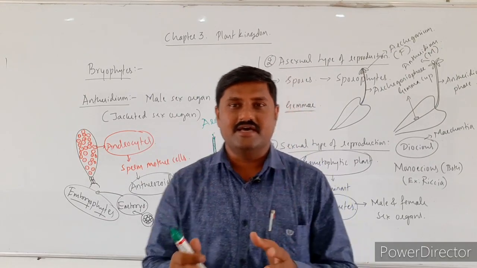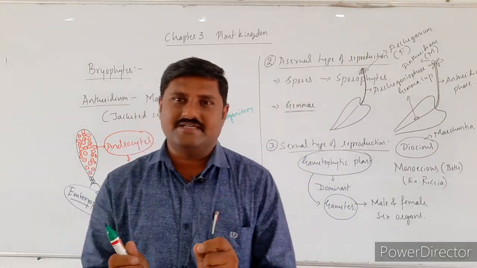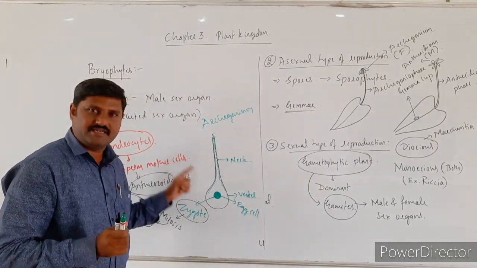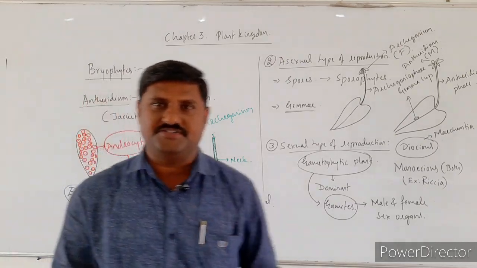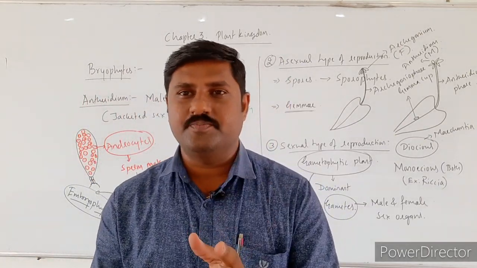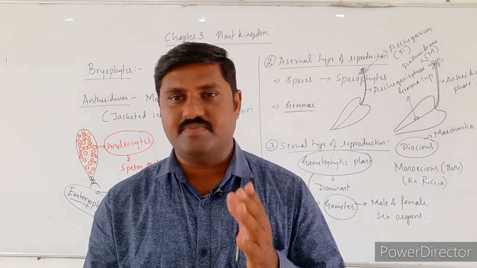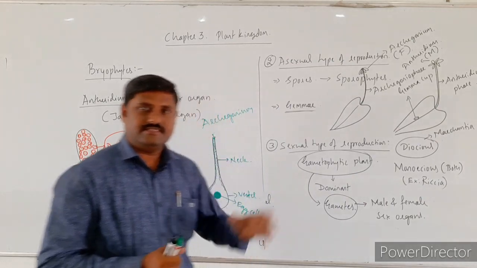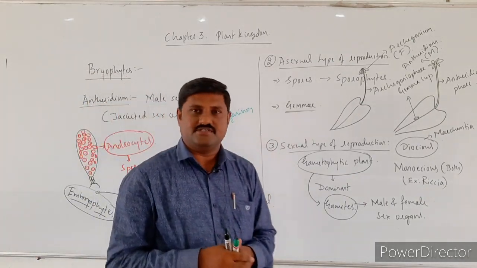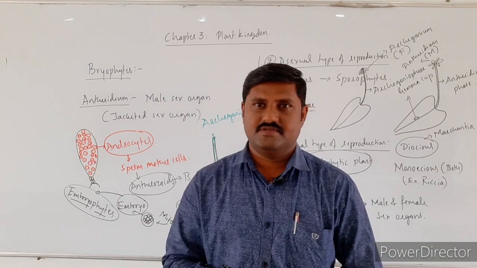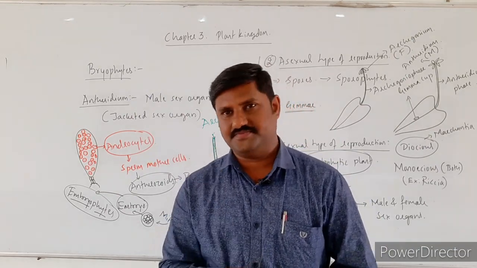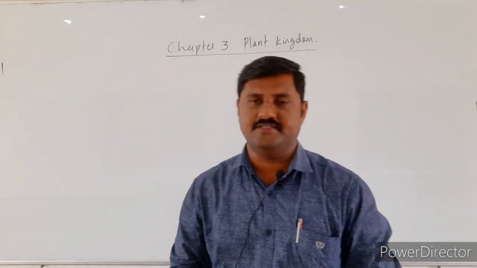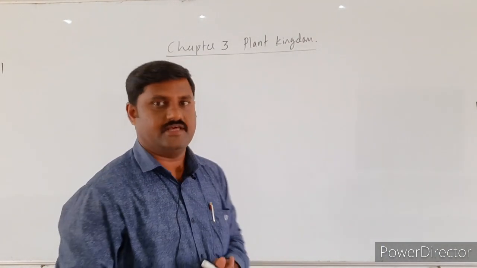I think you are now clear on how the sexual type of reproduction occurs in bryophytes. This is a more important point to be noted. The sexual type of reproduction, you must remember. So this is all about the general characteristic features of embryophytes. Yes, the next important feature in these bryophytes is alternation of generation.